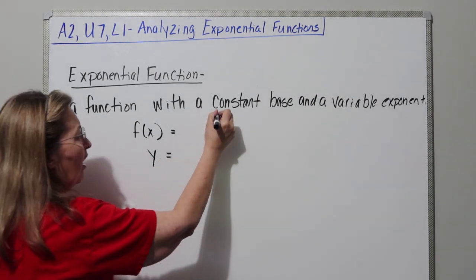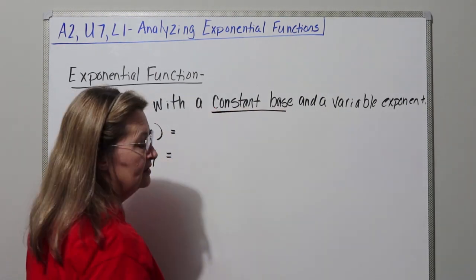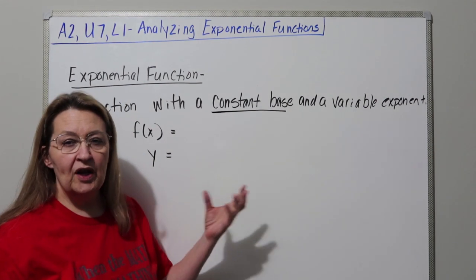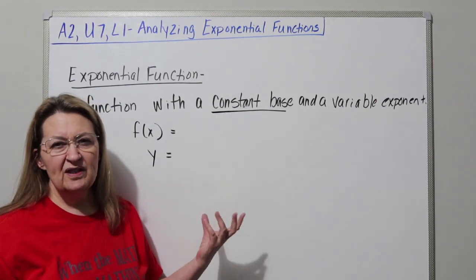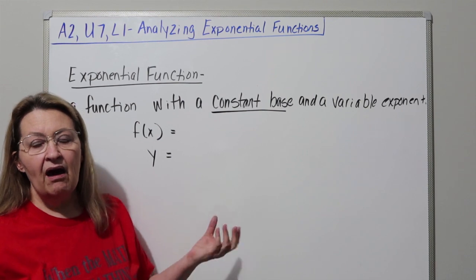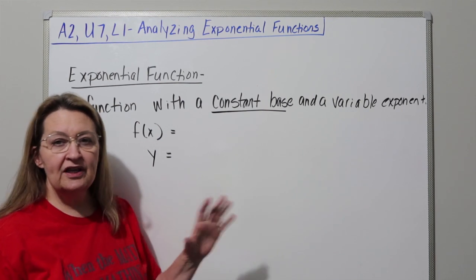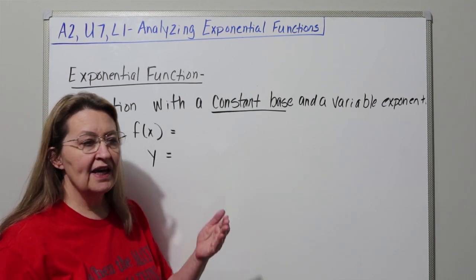Now, it has a constant base. Well, we know what the base is. We know what a base looks like. What does constant mean? A constant is a number. It doesn't change. It constantly stays the same.